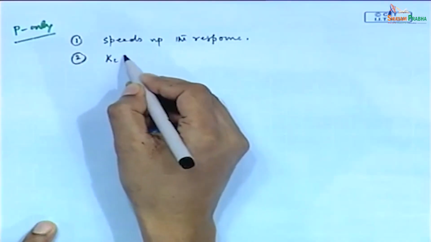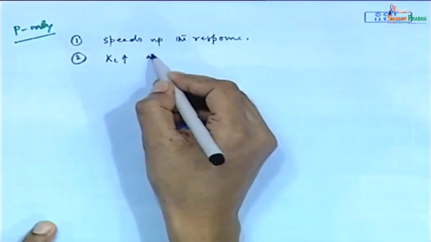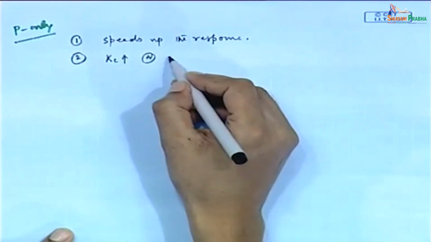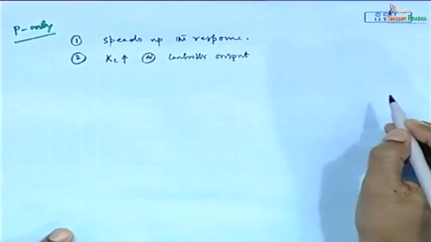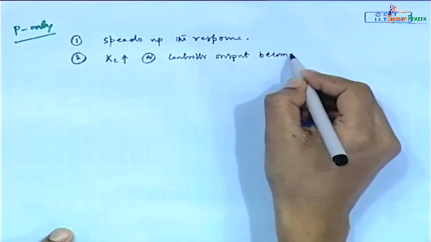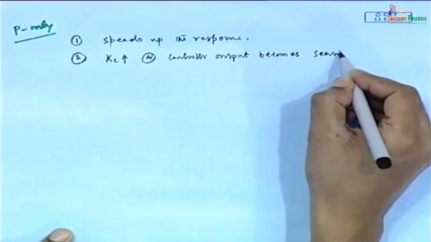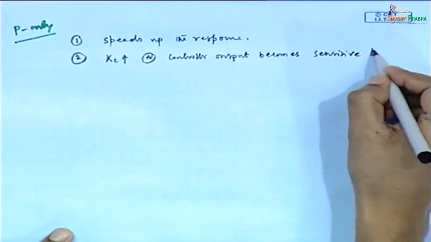Secondly, we can say that with the increase of Kc value, the proportional only controller output becomes more sensitive to error. With the increase of Kc value, the P only controller output becomes more sensitive to the actuating error signal. This is the second conclusion on P only controller.